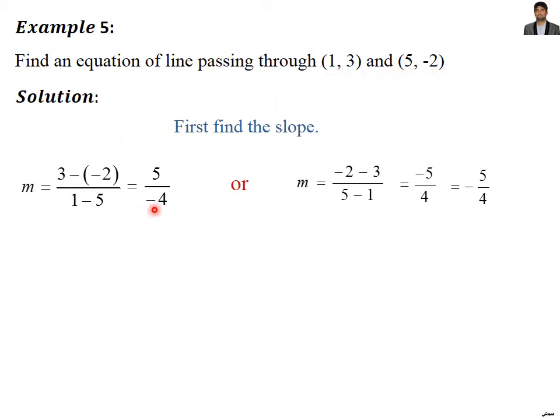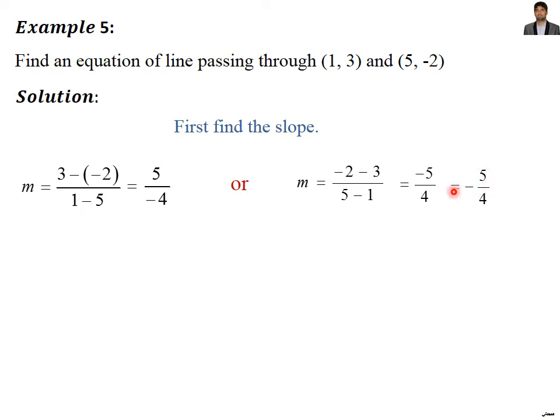So I have solved slope both ways. You can have it as (x2, y2) and (x1, y1). It doesn't matter. Your answer will stay the same. So m here is (-2 - 3)/(5 - 1). Simplify this, you will get -5/4.